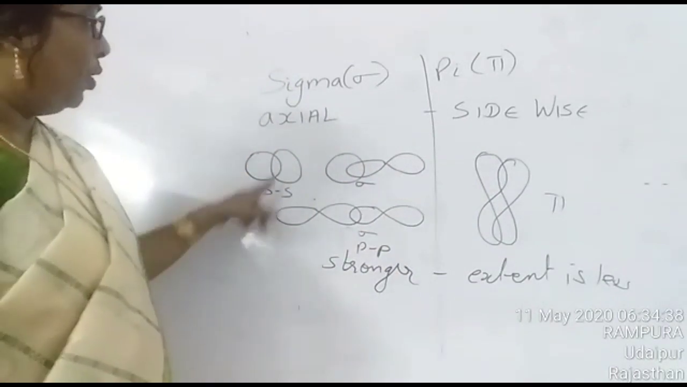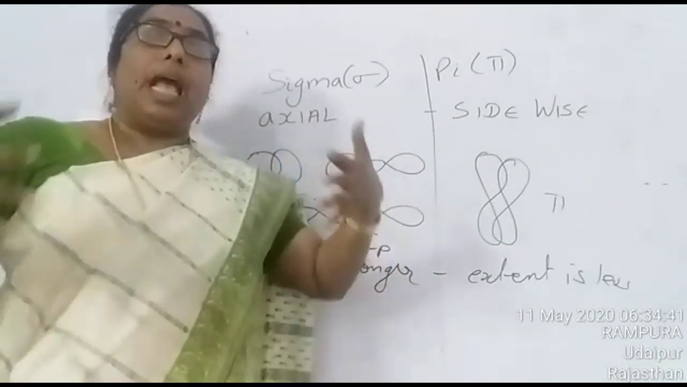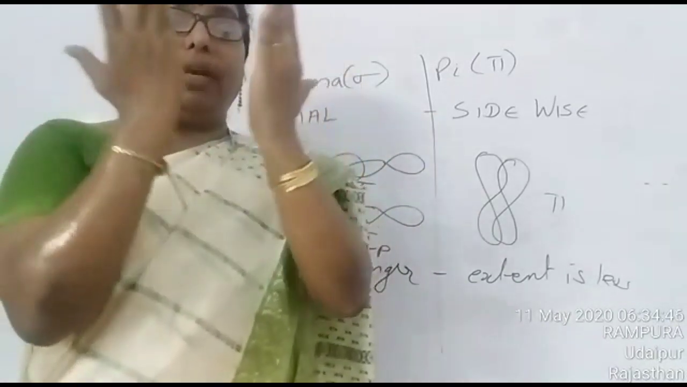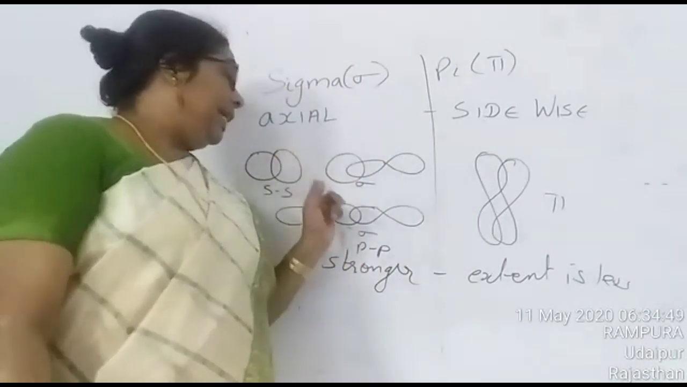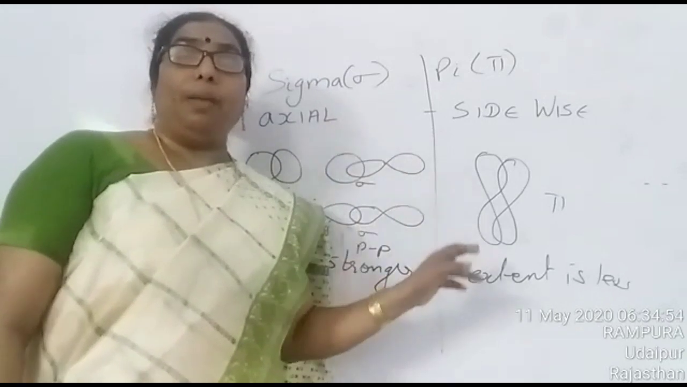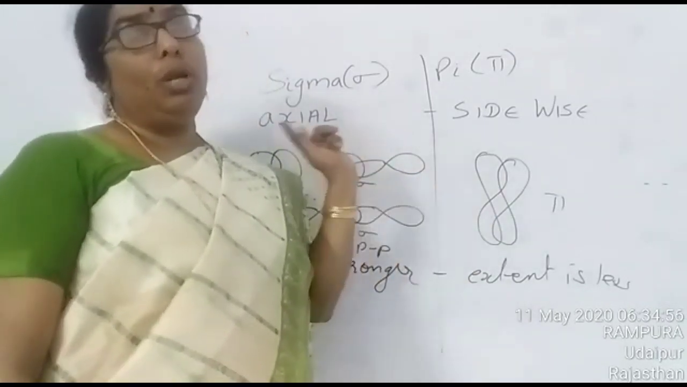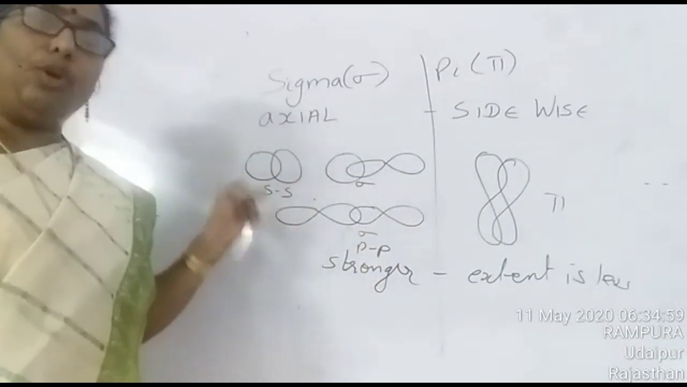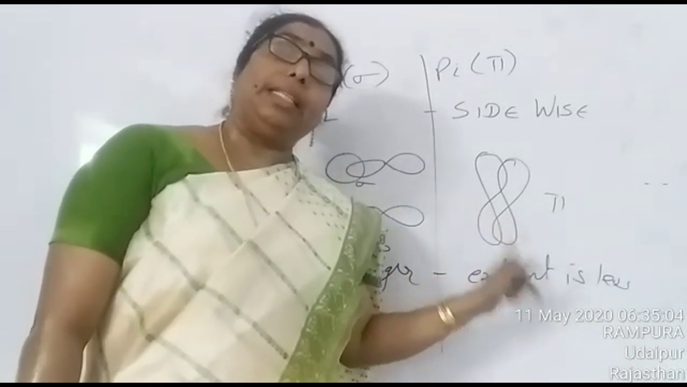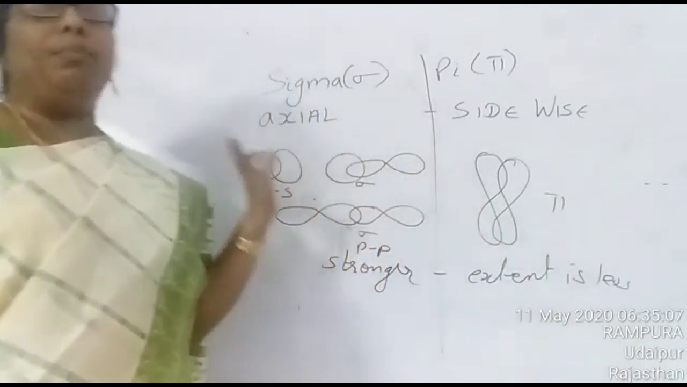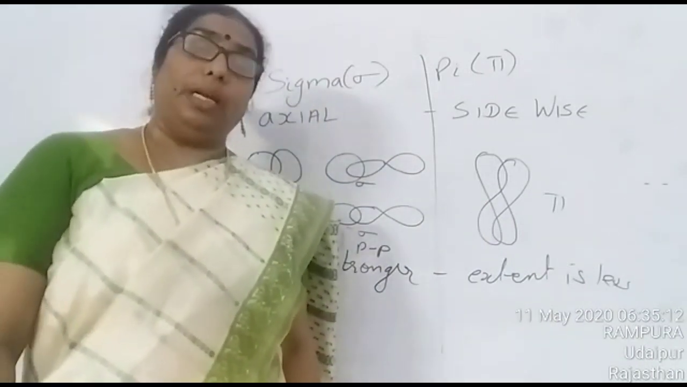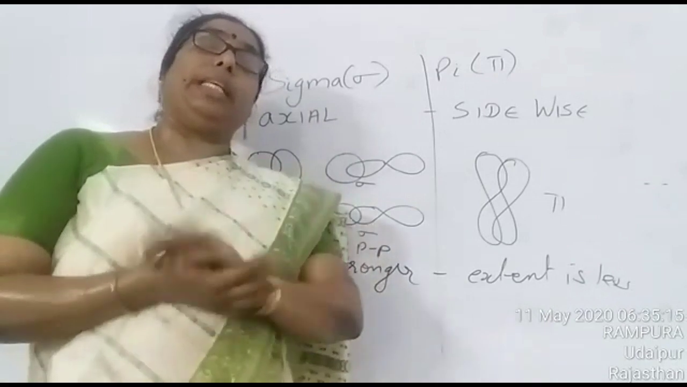I will explain it once more. A sigma bond is formed by the axial overlapping of atomic orbitals, but a pi bond is formed by the sidewise overlapping of atomic orbitals. A sigma bond can be formed between SS, SP and PP orbitals, but a pi bond is always formed only between two P orbitals. In a sigma bond the extent of overlapping is more, hence it is stronger. In a pi bond the extent of overlapping is less, so it is weaker. In a sigma bond free rotation is possible, but in a pi bond free rotation is not possible. Is it clear, children, the difference between sigma and pi bond?